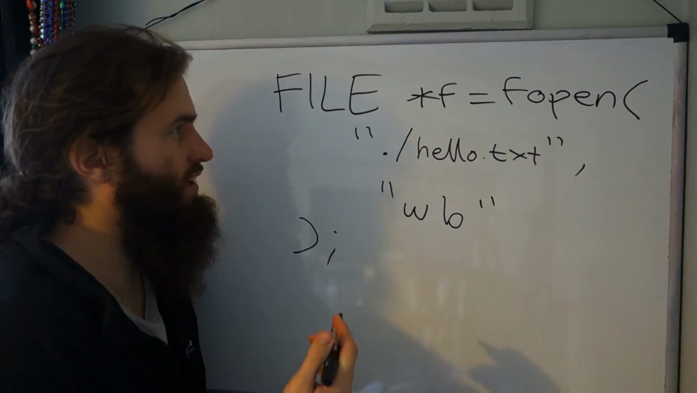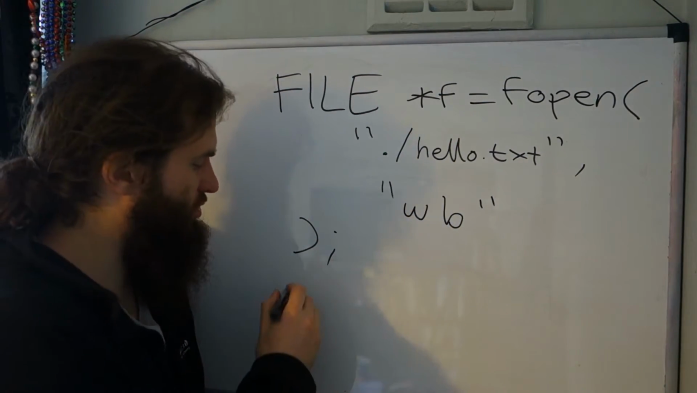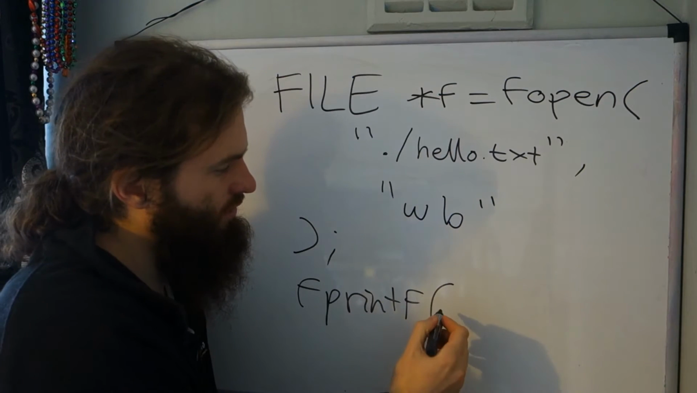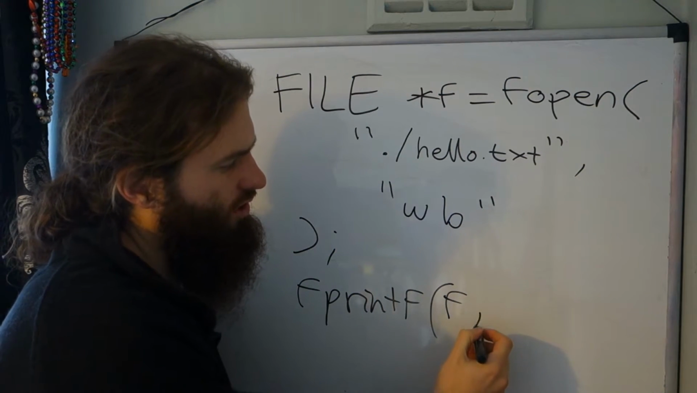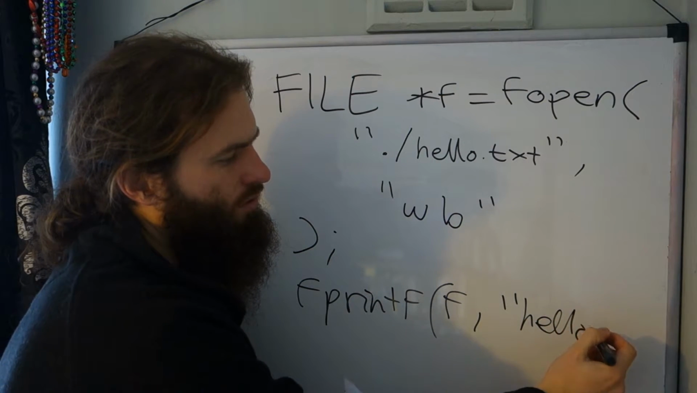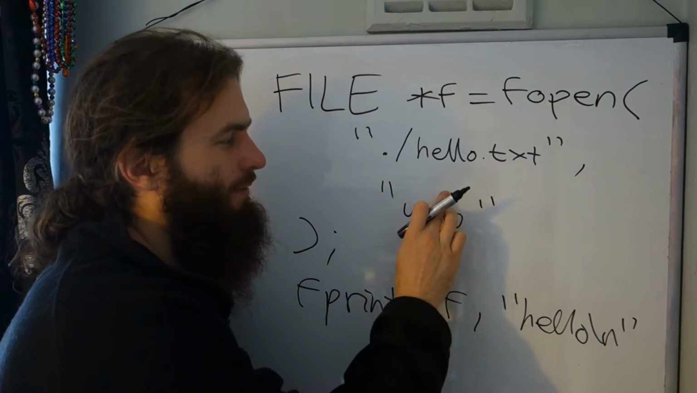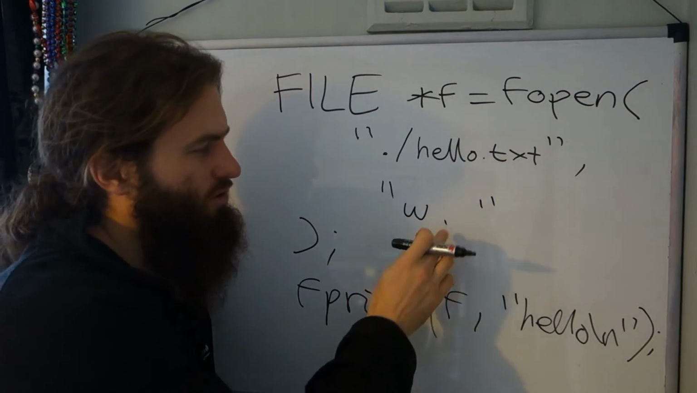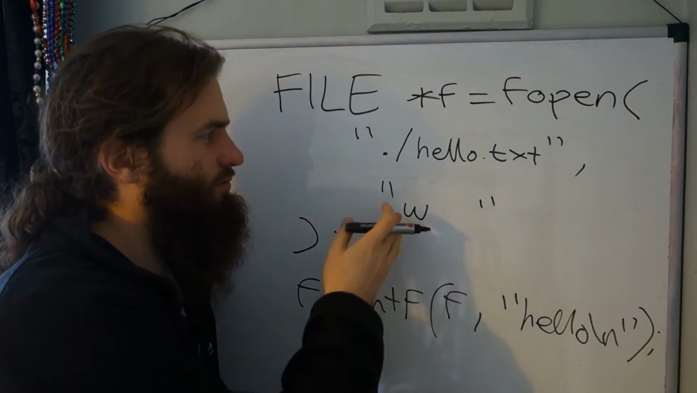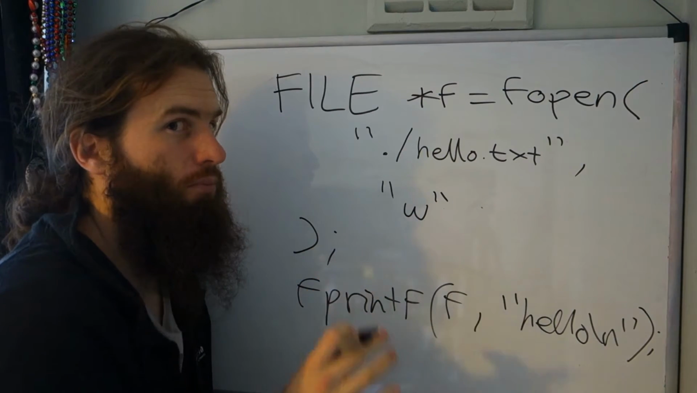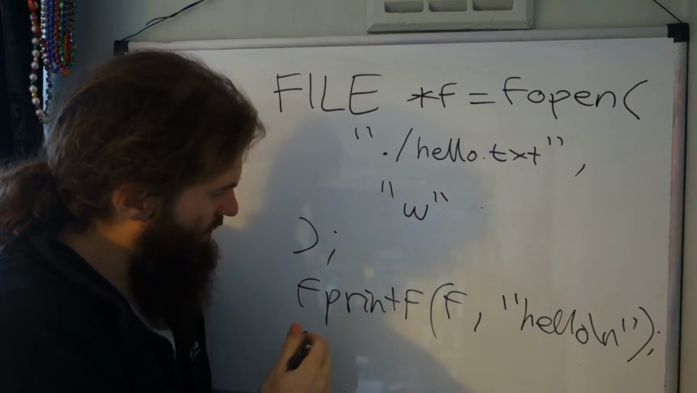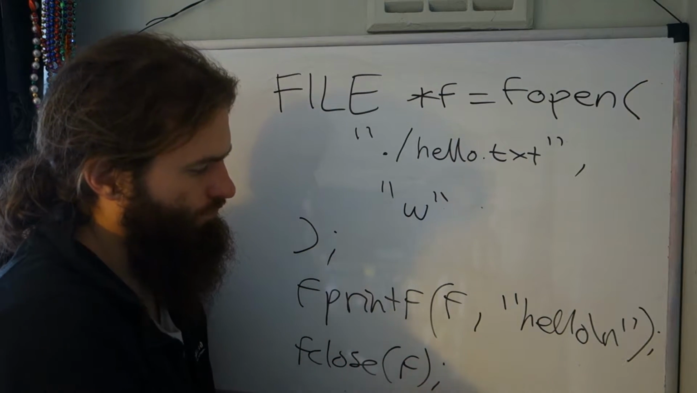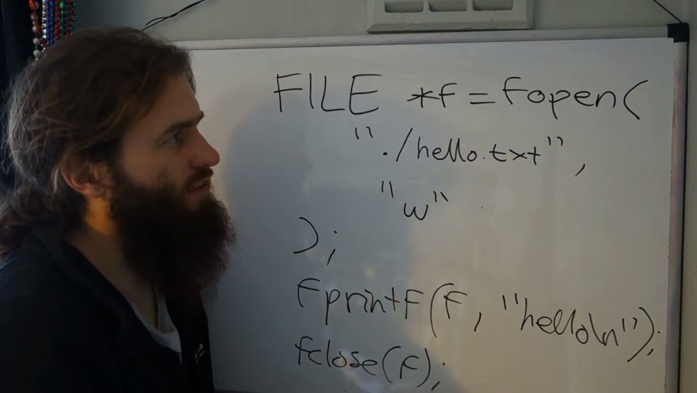Once the file is open, we can then use some of these f-prefixed functions to do useful things, like we can use fprintf, and we pass in the file handle, the pointer to this file structure, and then we could print hello with a new line character. We're opening in text mode, so let's follow my own advice, and we're opening it just for writing without a binary postfix. And then once we're done with the file, we call fclose and pass in the file handle. And then we're done. So that's how you open a file and write to it.